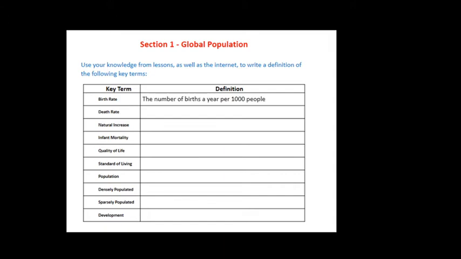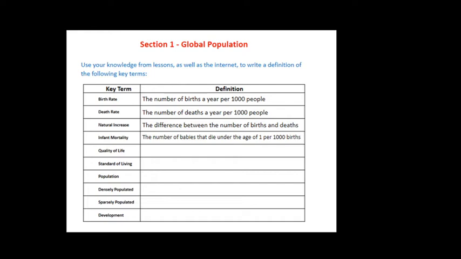So your birth rate is the number of births a year per 1,000 people. So the higher the number, the more births, the lower the number, the fewer births there are. Same with the death rate. It's just how many people have died per 1,000 people. So it might be, for example, 3 out of 1,000, or in a case where there's lots of deaths, 100 out of 1,000. Natural increase means the difference between the number of births and deaths.